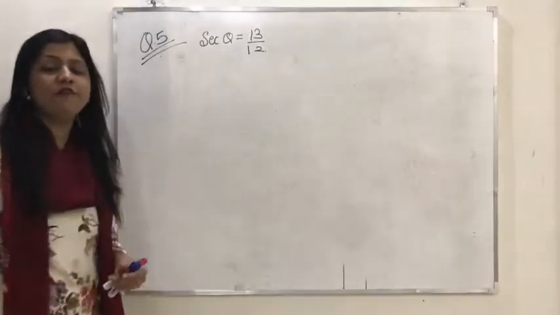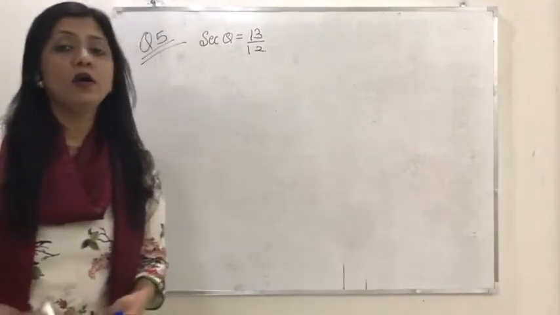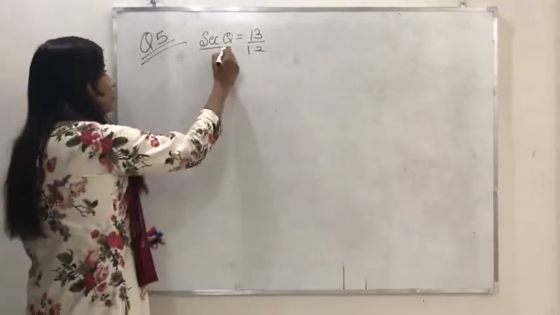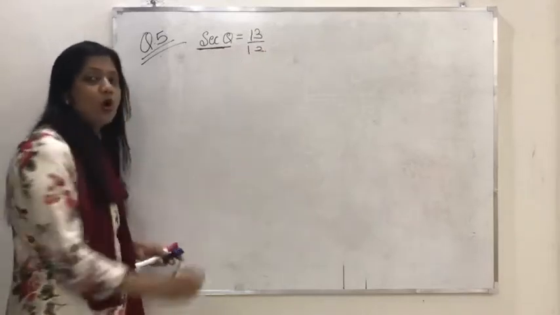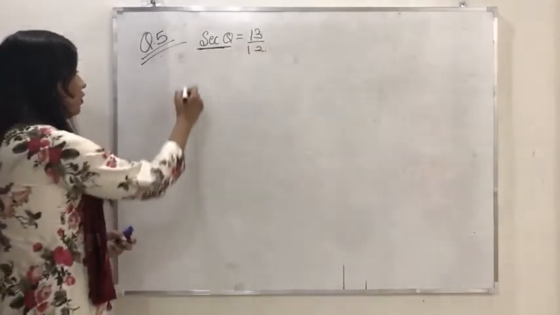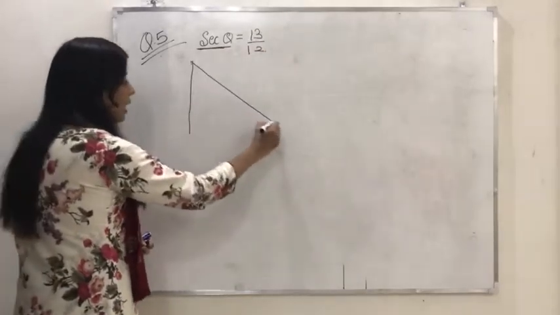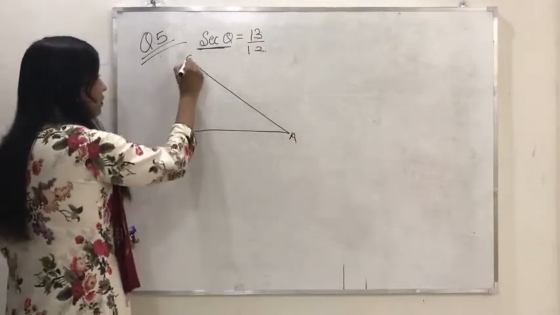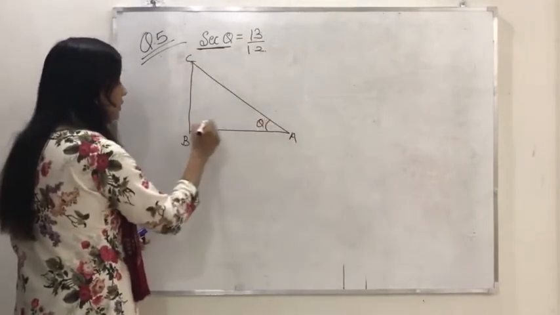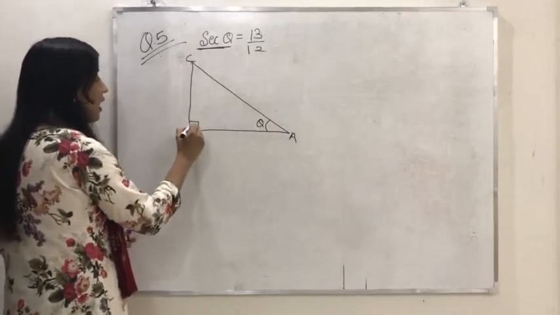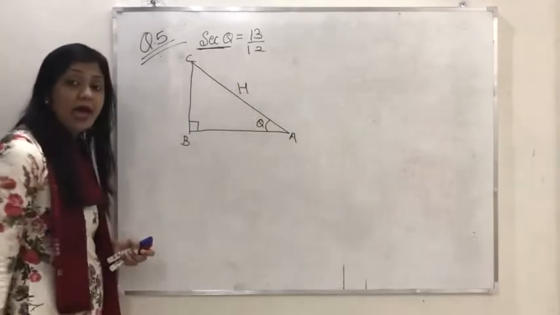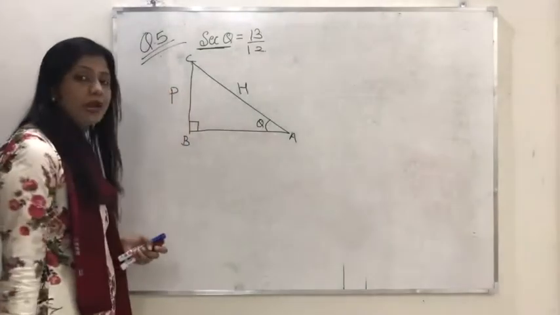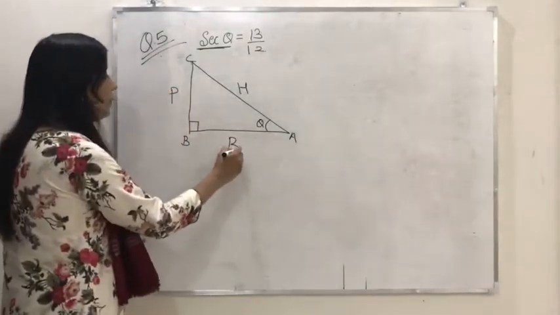In question number 5, I want to find all trigonometric ratios, and what is given to me, sec theta is 13 upon 12. So suppose I take a right angle triangle ABC. Suppose this is my theta, this is 90 degree. The side opposite to 90 degree will be my hypotenuse. The side opposite to angle theta will be my perpendicular, and this will be my base.